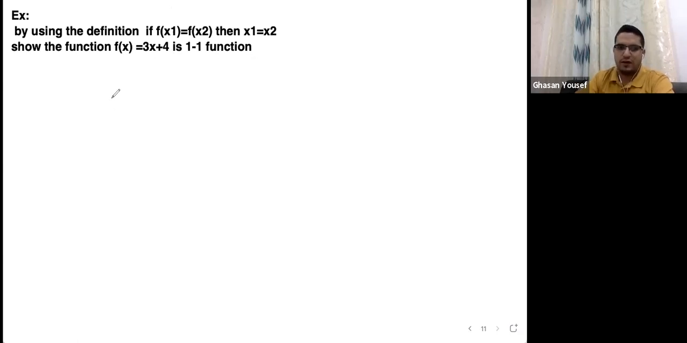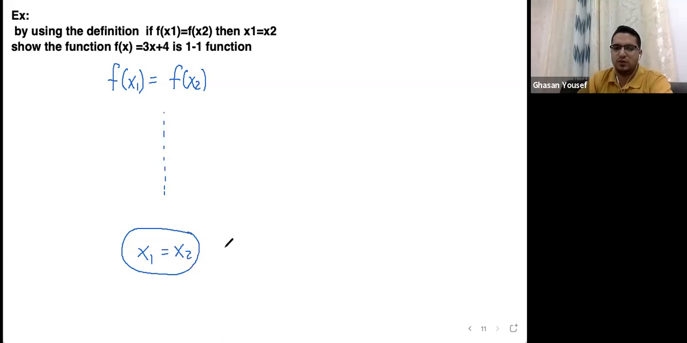To do this one, you have to write f of x1 equal f of x2, then plug the x1 inside the function, plug the x2 inside the function, and simplify until you get x1 equal x2. If you get this, it means the function is one-to-one. Again, write f of x1 equal f of x2, plug in x1 and x2, then simplify until you check x1 equal x2.